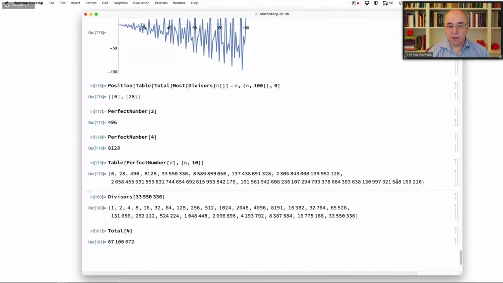Clearly, the perfect numbers are few and far between. But the question is, could there ever be an odd perfect number? Nobody knows the answer to that. It's been an unsolved problem for 2,000 years. So it's kind of interesting to see how quickly one gets to that.